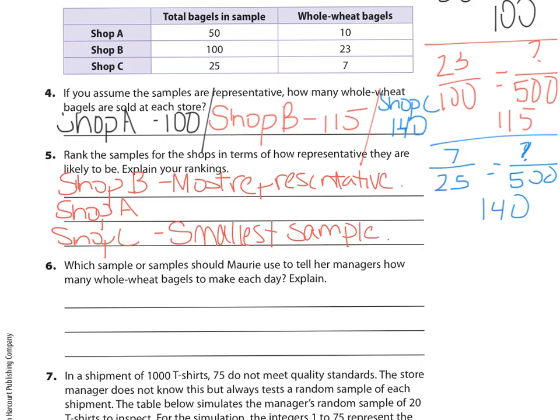And then on number 6, which sample or samples should Mari use to tell her managers how many whole wheat bagels to make each day? Well, the best one would be shop B, because it was the most representative.